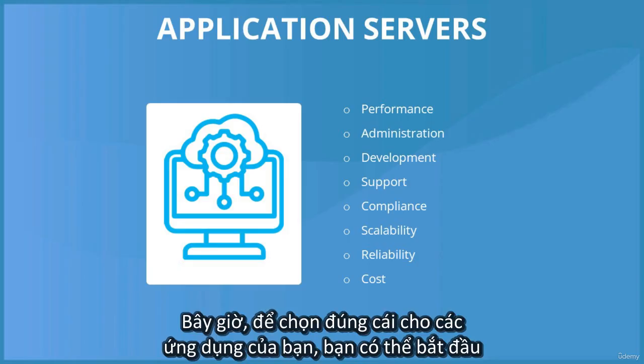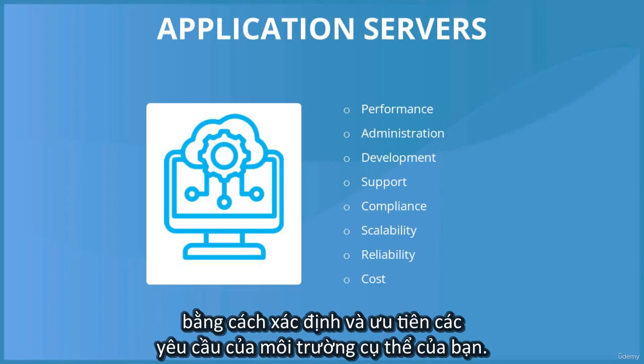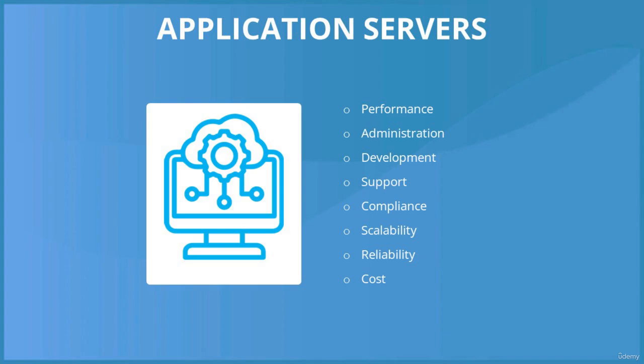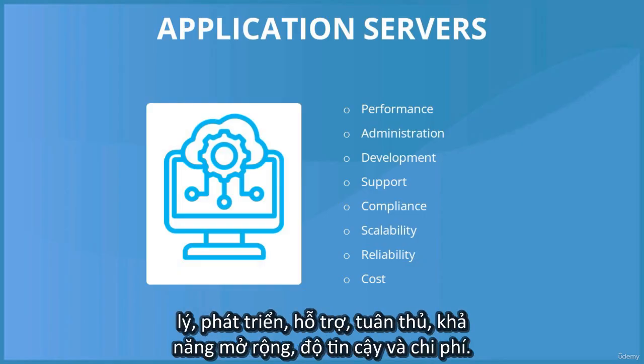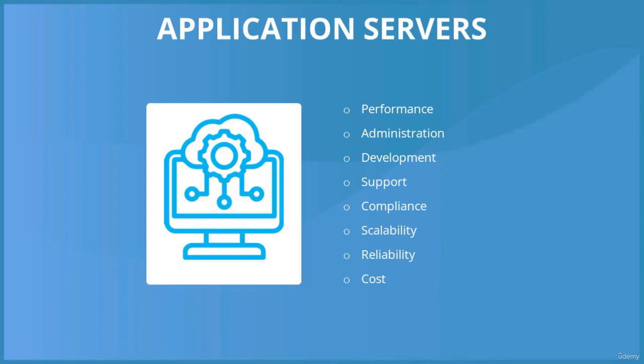Now, in order to choose the right one for your applications, you could start by identifying and prioritizing the requirements of your particular environment. A few of those factors would definitely include expected performance, administration, development, support, compliance, scalability, reliability, and cost.